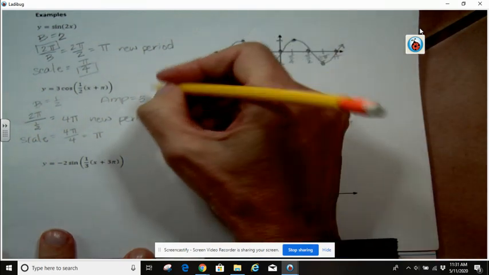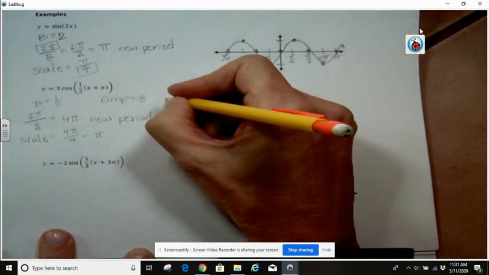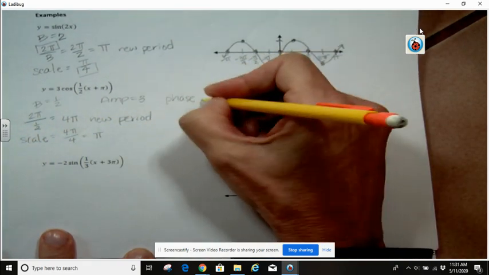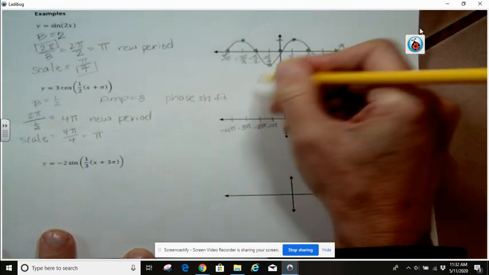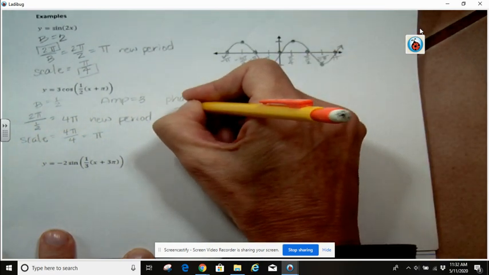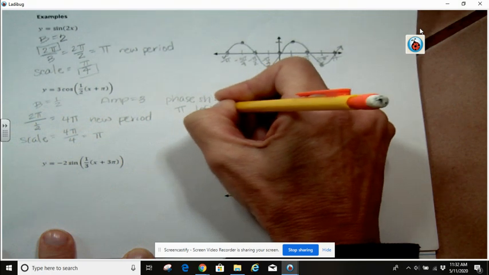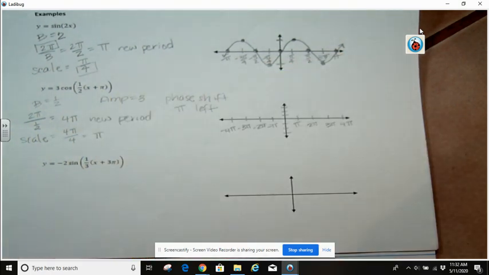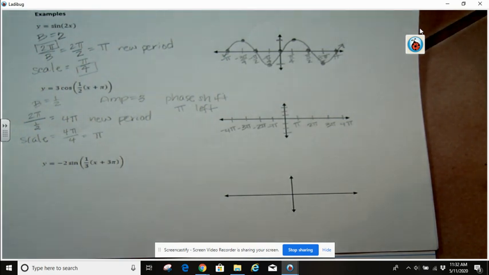The last one is the phase shift. The phase shift is like your h. Phase shift is pi to the left. Remember, it's opposite of the sign. The phase shift would always be the last thing that you do. Because you label your x-axis with the period, you can label your y-axis with the amplitude, and if there's a vertical shift, you'll incorporate that. But then the phase shift is when you're ready to plot the first point.